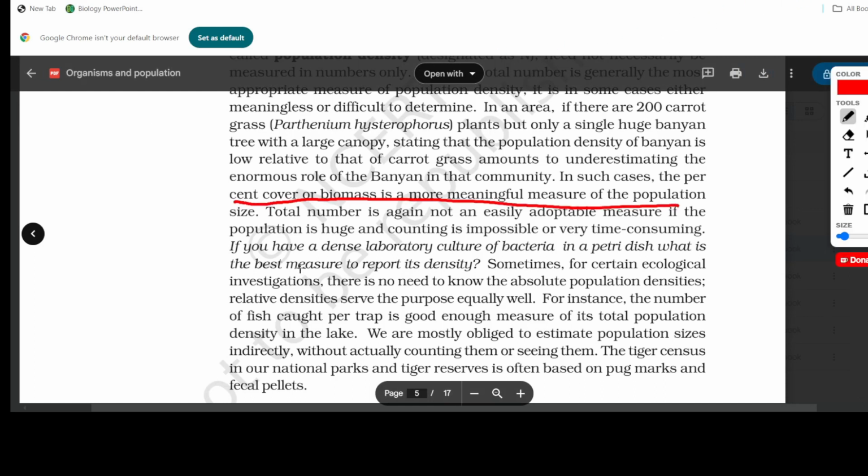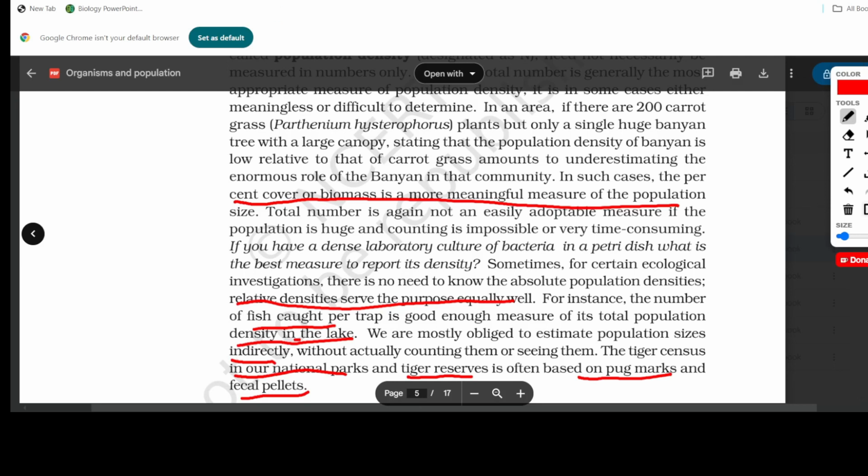Then the next one. Sometimes for certain ecological investigations, there is no need to know the absolute population density. In those cases, relative densities will serve the purpose. Let's see an example. For instance, the number of fish caught per trap is good enough as a measure of total population density in the lake. Number of fishes caught, relatively. Then, indirectly, without actually counting them or seeing them, for example, the tiger census in our national parks and tiger reserves is often done using pug marks or fecal pellets. So these are some of the methods where the population density of an area or a habitat is measured. Clear?